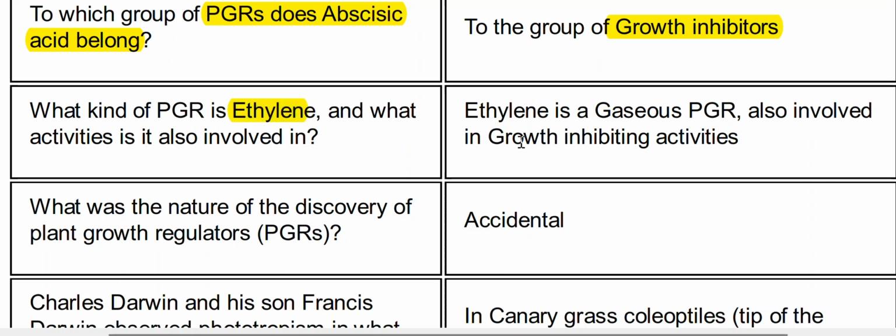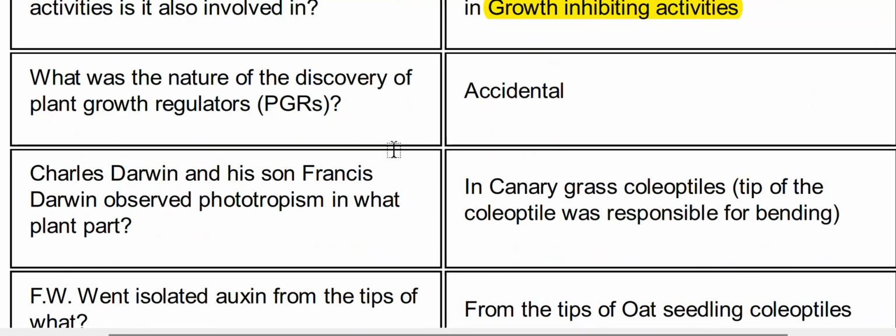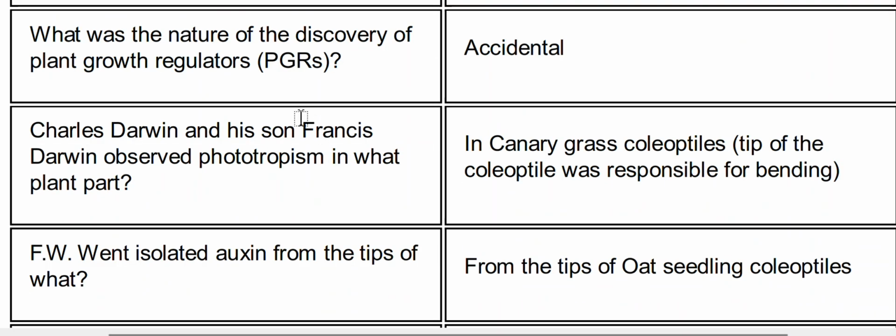Example is ethylene. Ethylene will normally be involved in growth inhibiting activities. And PGR discoveries were all accidental. Like in the canary grass coleoptile tip, when Darwin and Francis were doing research on phototropism, there happened the process called bending.